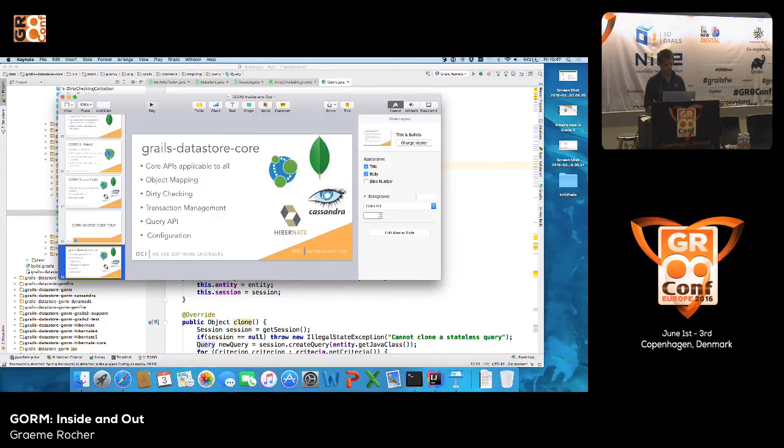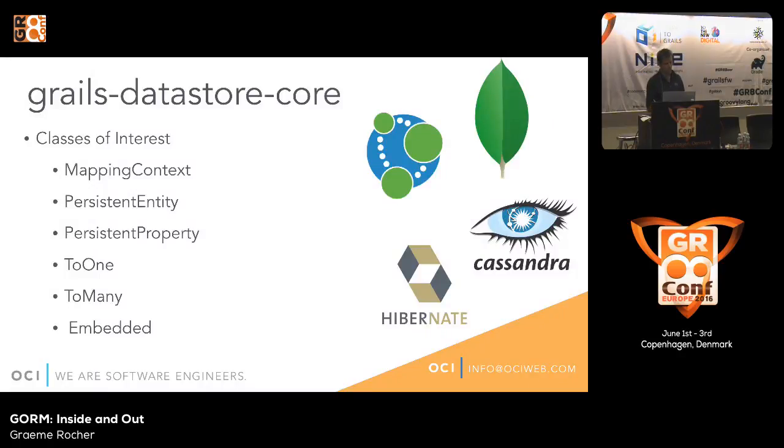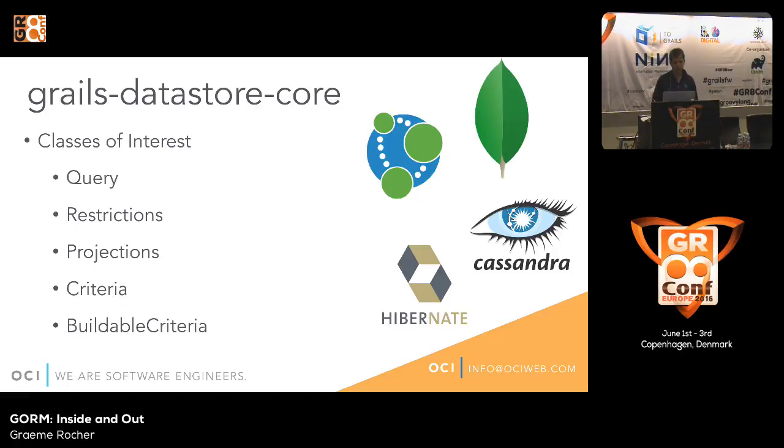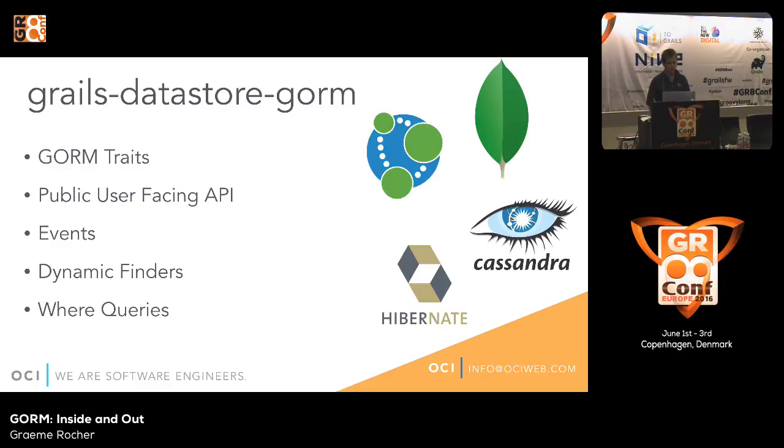Okay. Other stuff, so classes of interest: the mapping context, the persistent entity, the persistent property, all that model, that's something that you guys can use in your applications. The query object and the general querying API is all in Grails Datastore Core. And now I'm going to talk about Grails Datastore GORM.